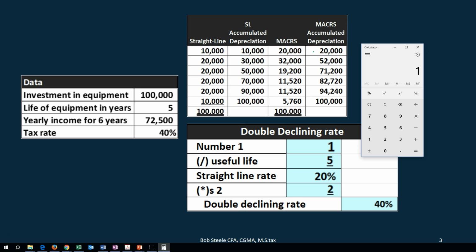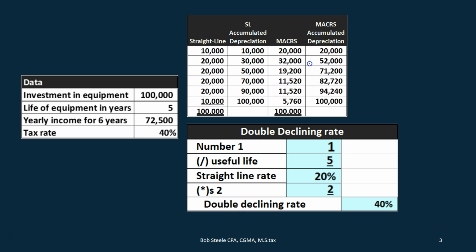So if we took the 100,000 times 0.4, 40%, we would have 40,000 in year 1, except we still have that mid-year convention that we bought it in the middle of the year. So we're going to divide that by 2, and that's where that 20,000 is. And then in year 2, we would take the book value, so that would be the 100,000 minus the 20,000 that we depreciated in year 1. We have a book value of 80, and multiply that times the 40%.